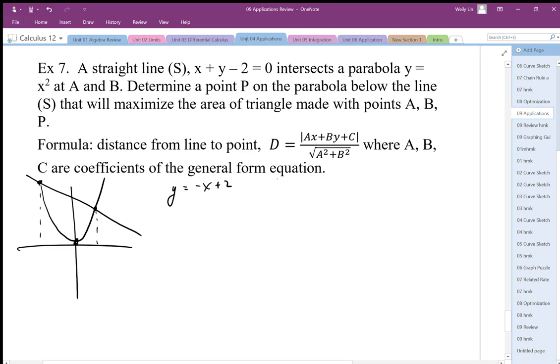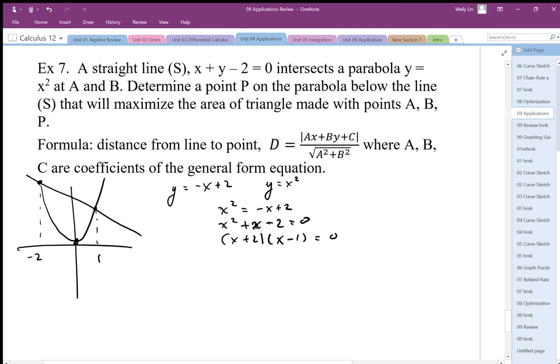We can just solve the intersection of those 2 points, just make them equal to each other. Okay. And then it's a quadratic equal to 0, factor it. We have x equals negative 2 here, positive 1 here. Okay, so what we've done is, so that's the points.